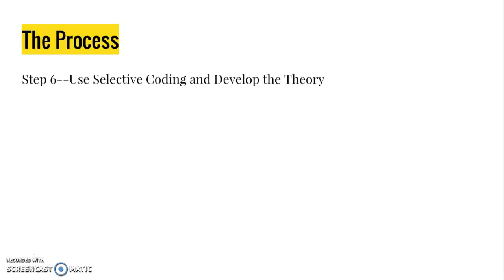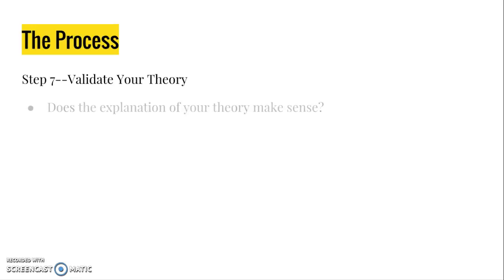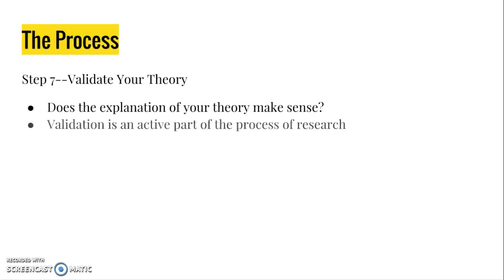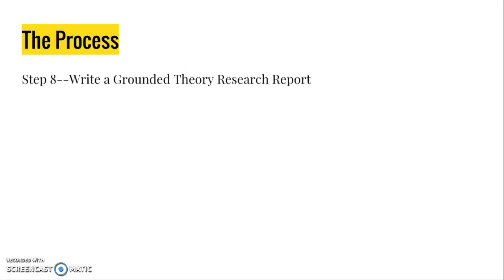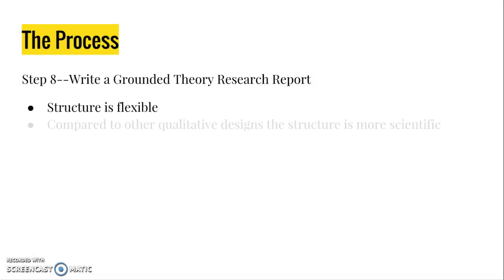Step 6 is to use selective coding to help develop that theory. And so this is just that final step of going through all of your interviews and work that you have done. Step 7 is validating your theory. So just making sure it makes sense to participants. Is it accurate? Everything's in order. It makes sense. And then finally, step 8 is to write your research report.